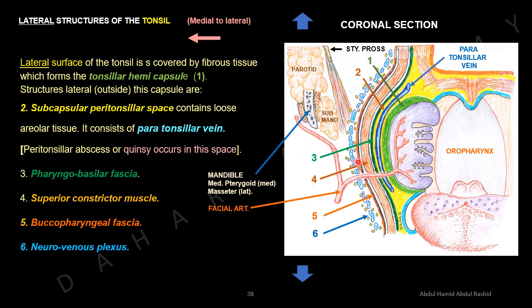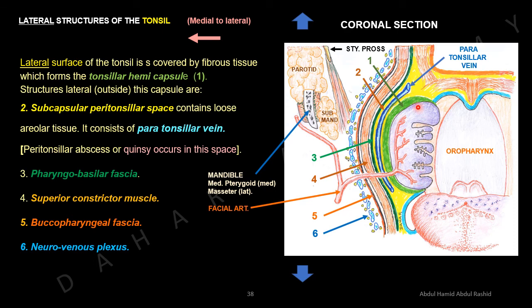Then next to that one is this red layer, that is the buccopharyngeal fascia. This is the one, buccopharyngeal fascia. The buccopharyngeal fascia covers the lateral surface of the buccinator muscles in front, and behind is the superior constrictor muscles. Lateral to that one is the plexus of pharyngeal nerve and plexus of pharyngeal veins. So these are the structures lateral to the tonsil.